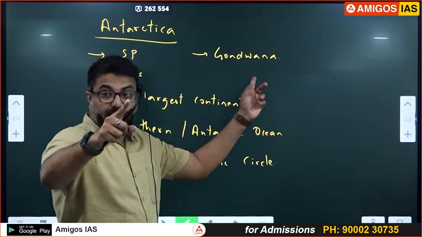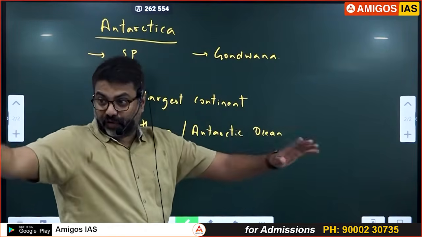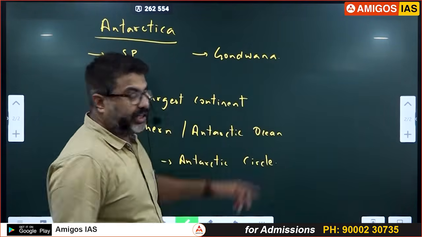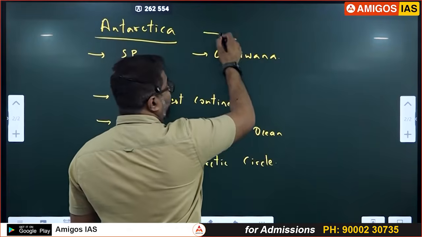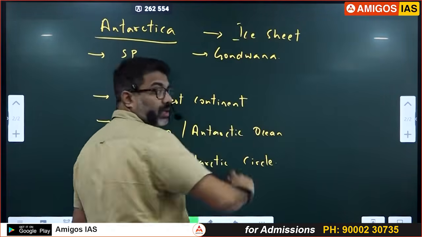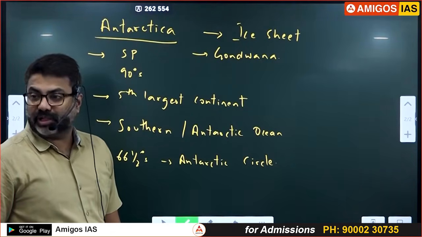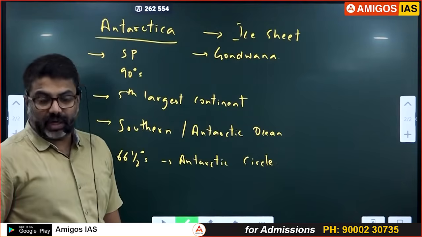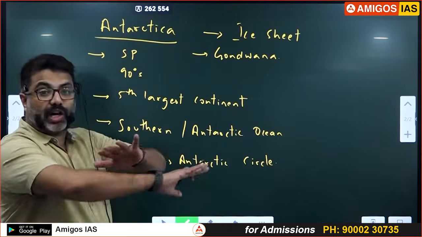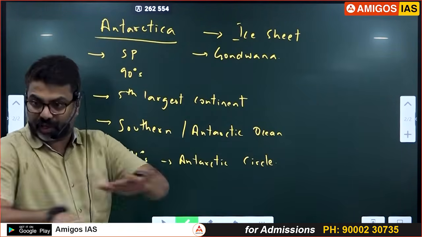In our glacial landforms I have told you, any place with more than 50,000 square kilometers of ice is called as ice sheet. What is ice sheet? More than 50,000 square kilometer area. Less than 50,000 square kilometers is called as ice cap. So Antarctica is a large mass of ice sheet. Okay, please remember, on a continent.